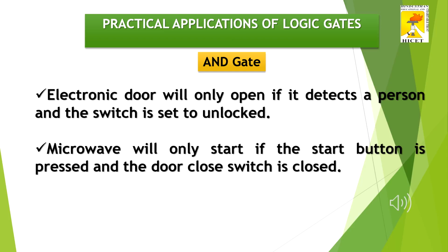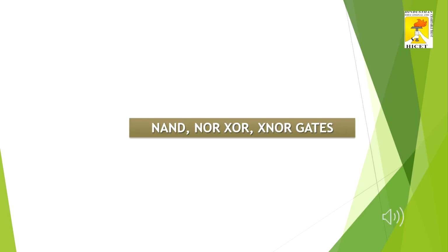The electronic door will only open if it detects a person and the switch is said to be unlocked. Okay, the microwave will only start if the start button is pressed and the door close switch is closed. Okay, so AND gate means 2 inputs should be in on condition and only then we will get the output. So next we are going to learn about the remaining gates, NAND, NOR, XOR, XNOR gates.